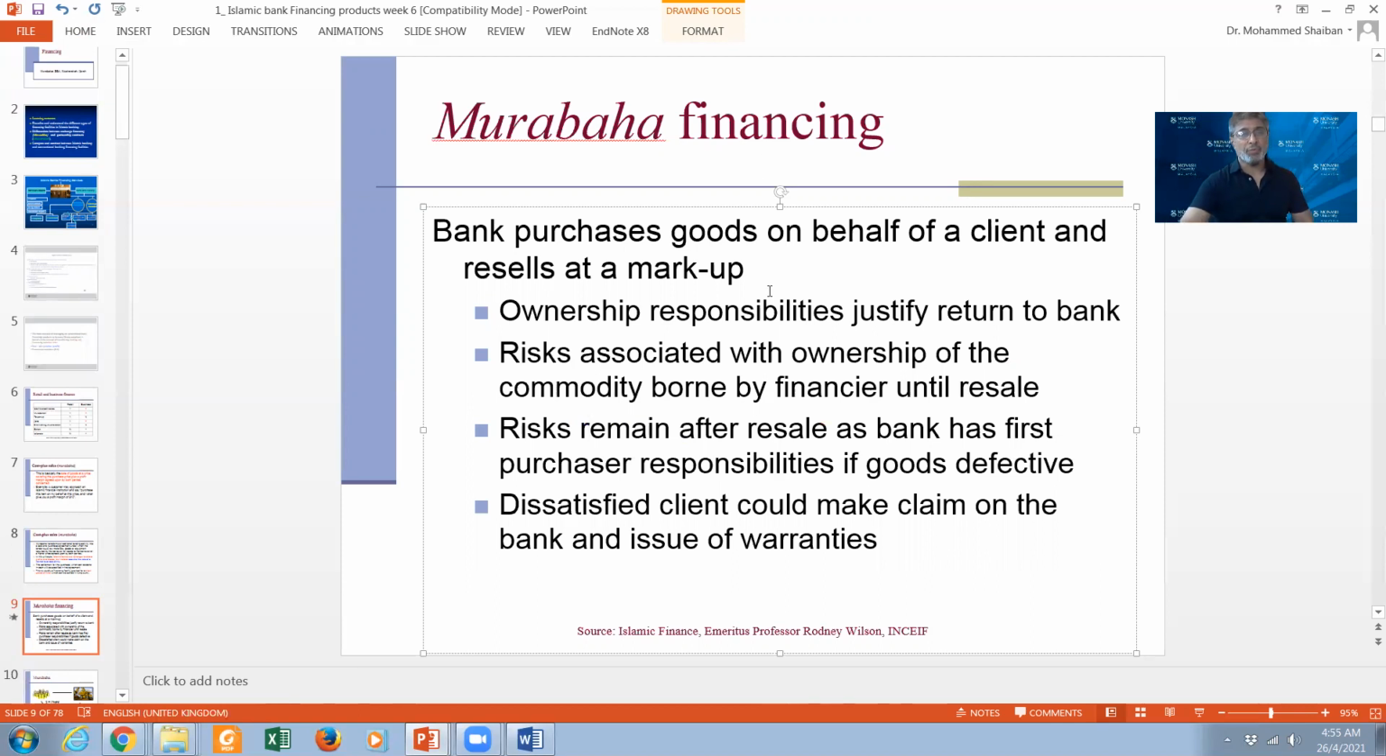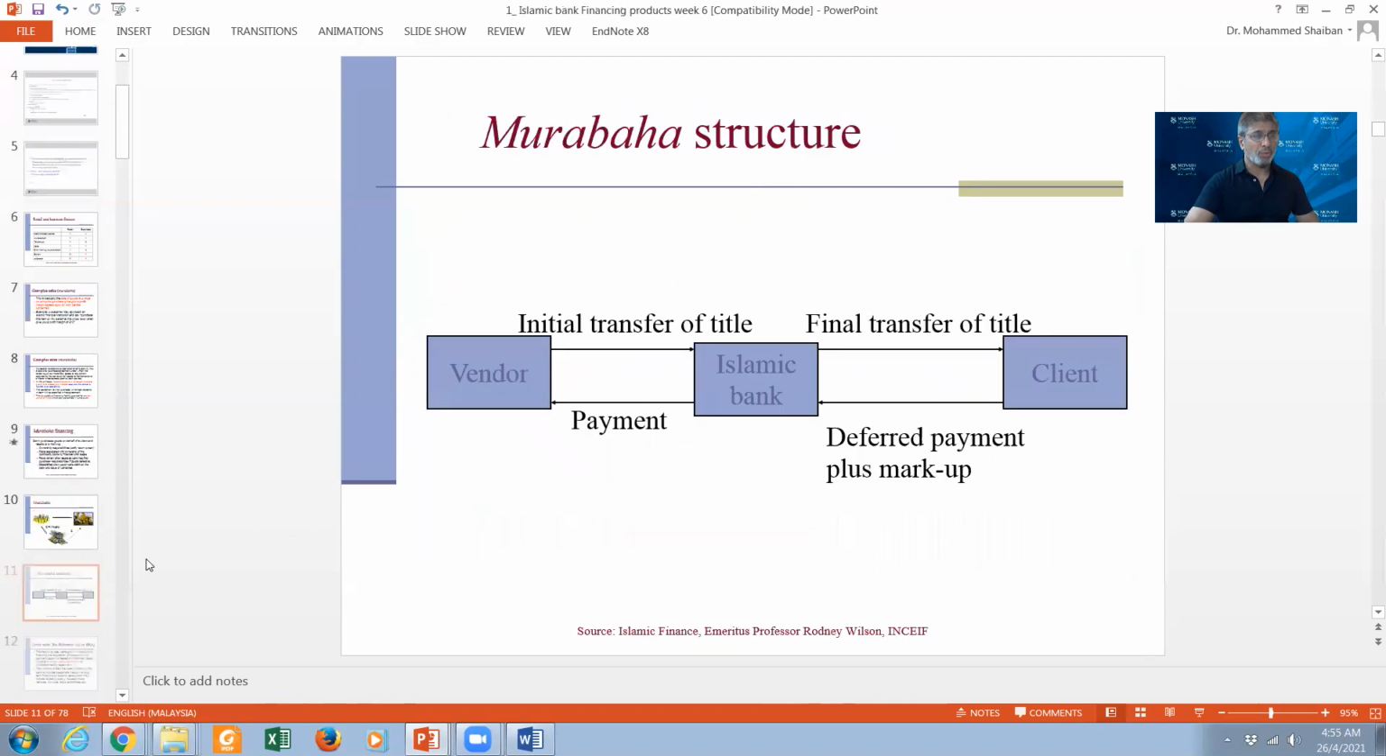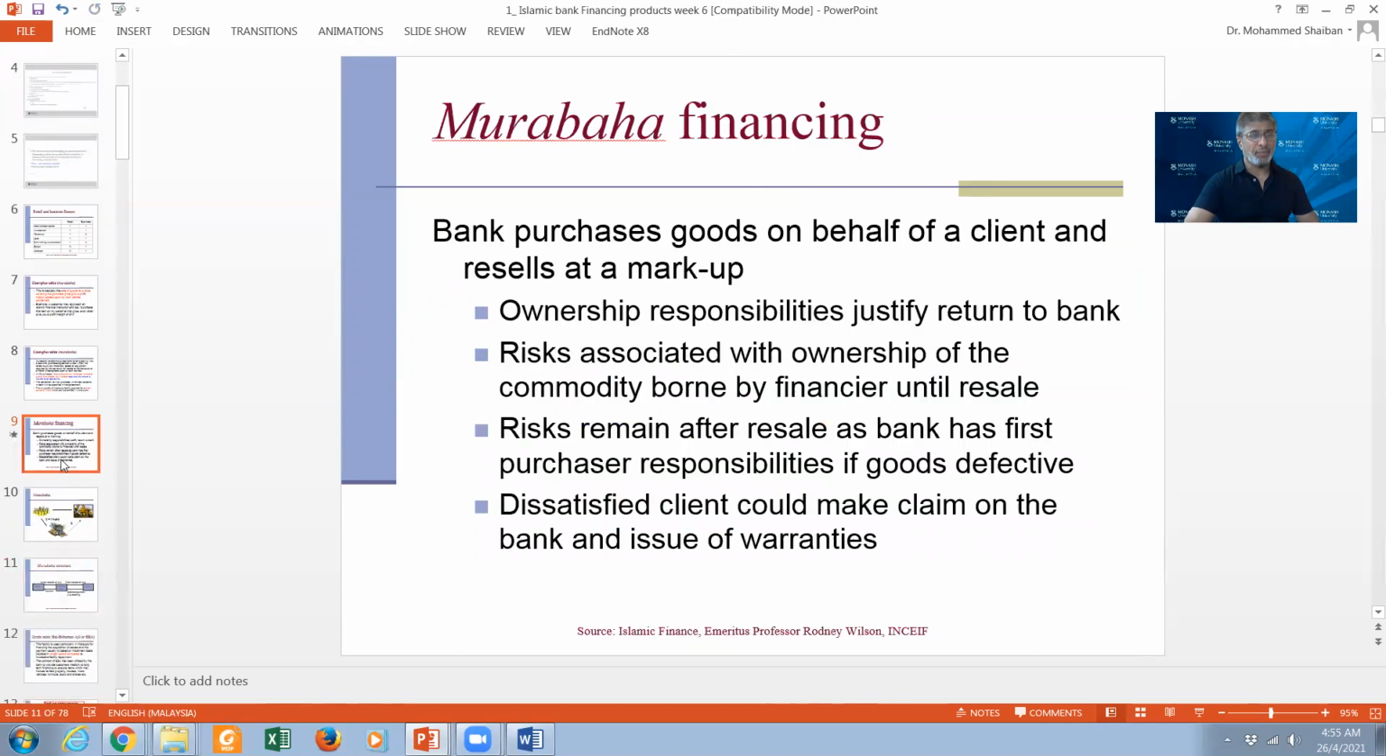So risk remains after resale, as the bank has the first purchaser responsibilities if goods are defective. Because the bank is the buyer, it has to be careful how it buys those things, and therefore it takes the responsibility. So any defective assets, anything like that, are the responsibility of the bank. A dissatisfied client could make a claim on the bank, and the bank issues warranties if there is a problem with the goods.